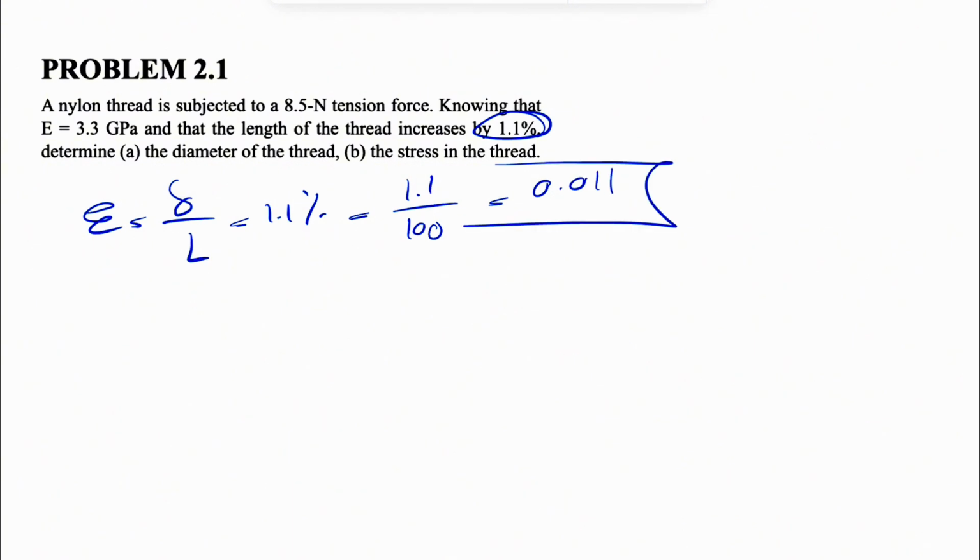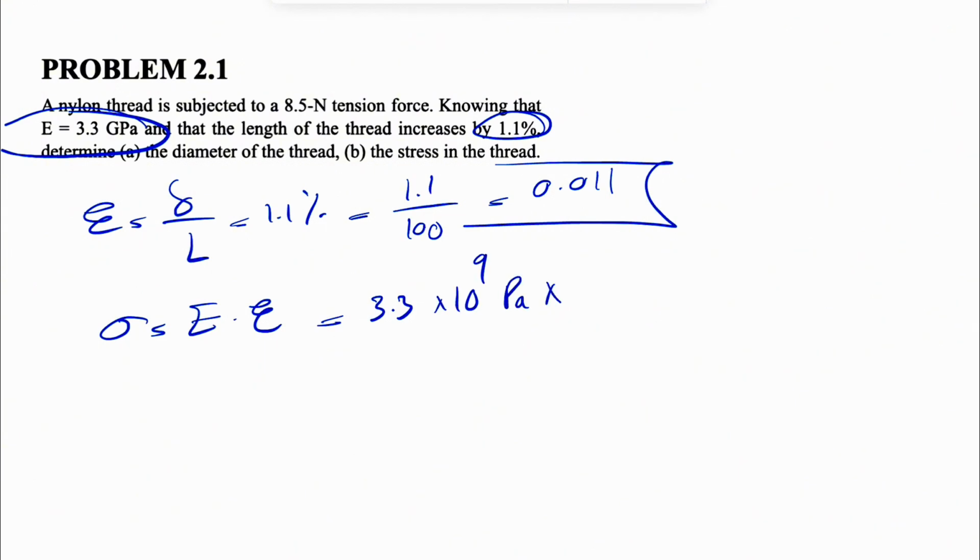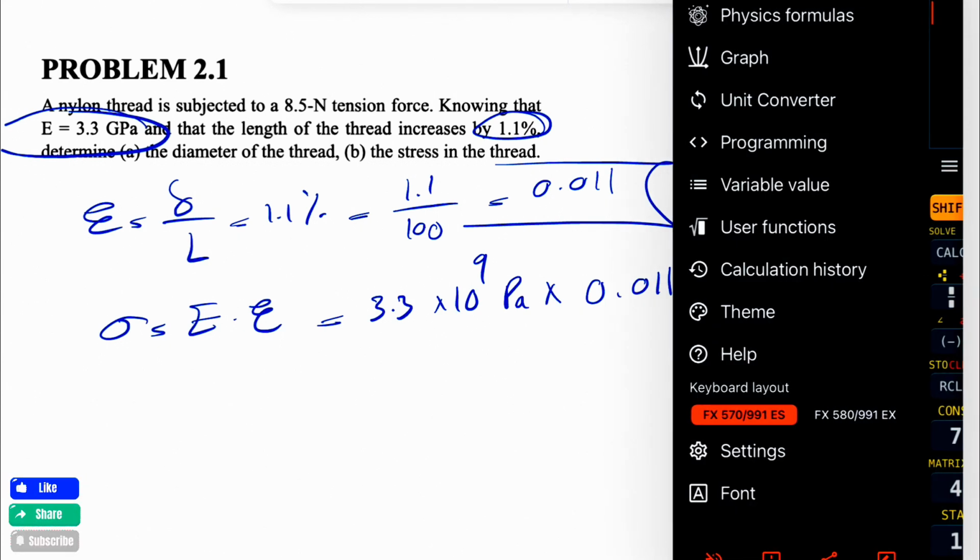So we have the information about the strain, and based on Hooke's law we know that sigma is equal to elastic modulus times the strain. We already have the elastic modulus, 3.3 gigapascal, so times 10 to the 9 pascal times what we found for the strain, which is 0.011, and let's just calculate this.